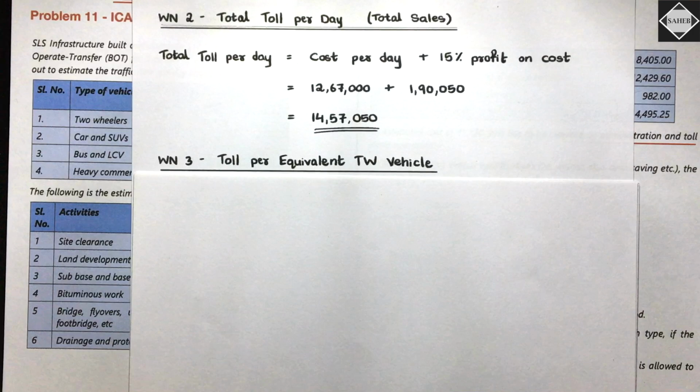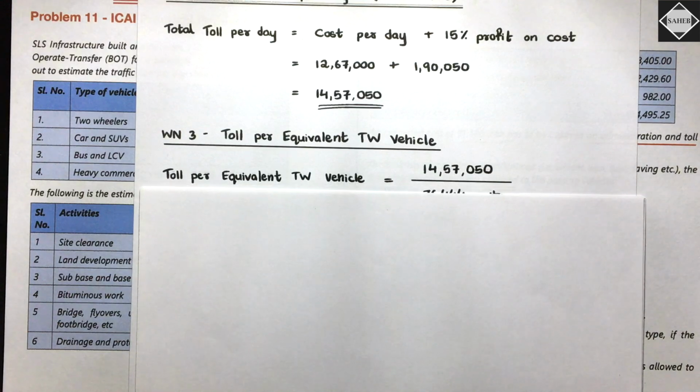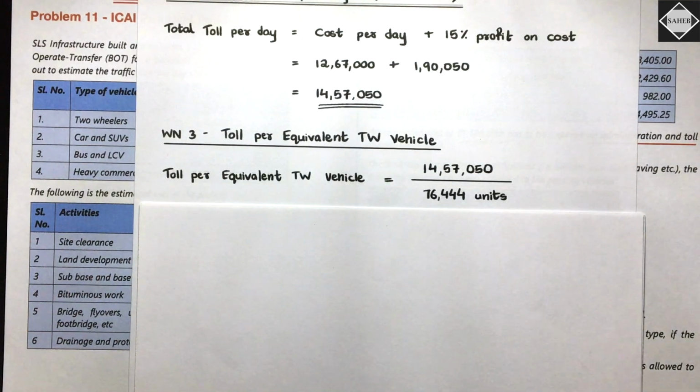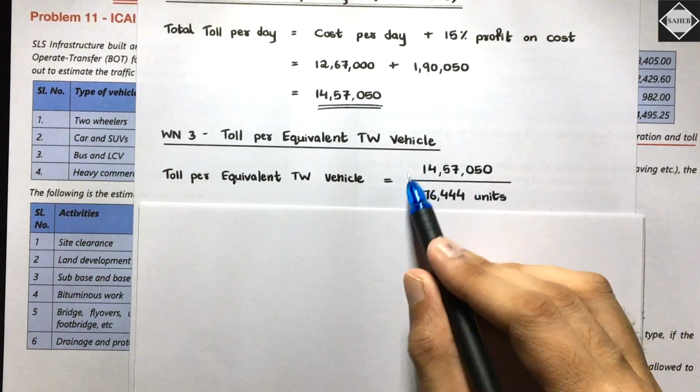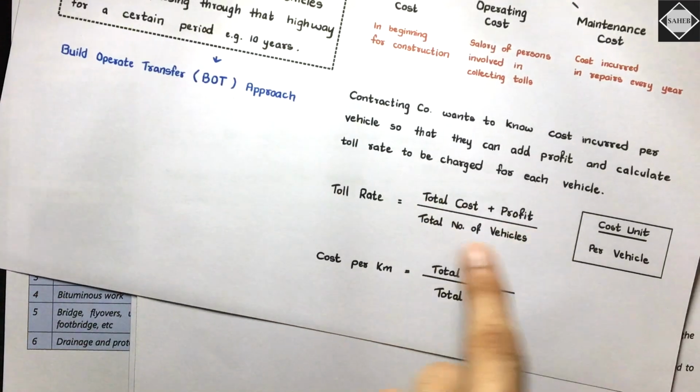Working note number 3, toll per equivalent two-wheeler vehicle. Now we are going to calculate the toll rate. Easily we can do that. We already know the formula. Yes, what is the formula? The formula is this: total revenue by total units, isn't it? Total revenue by total units. Yes, total revenue by total units.